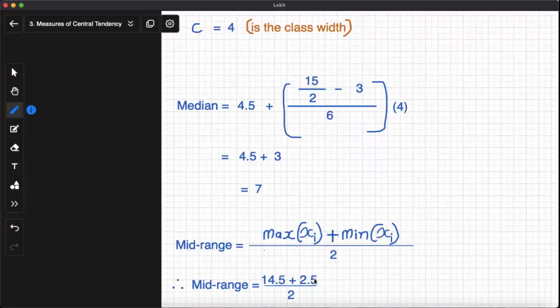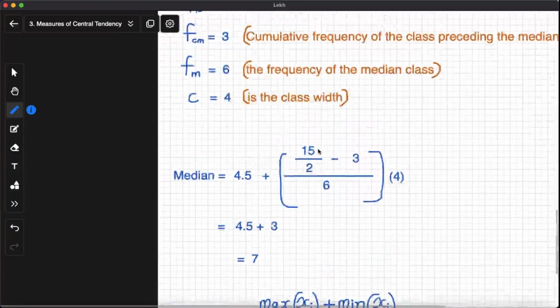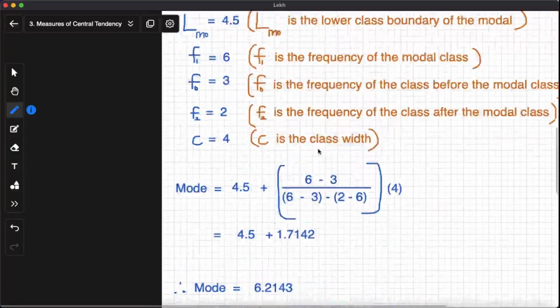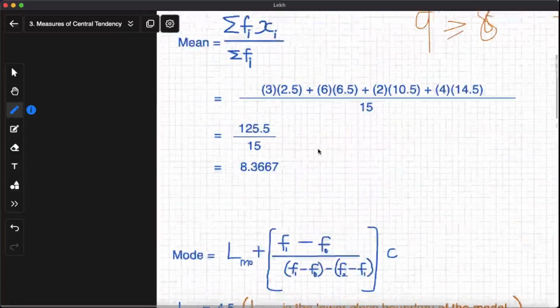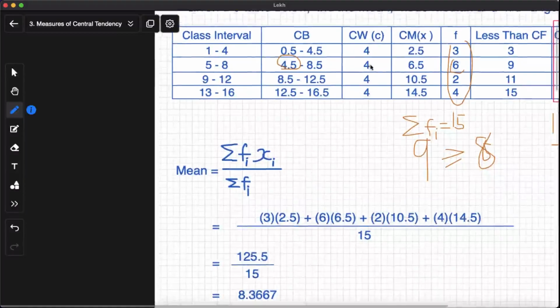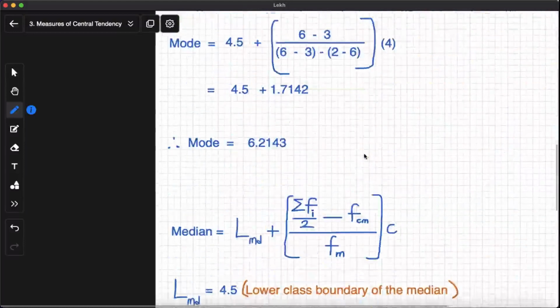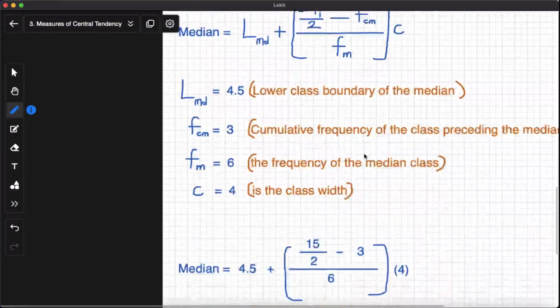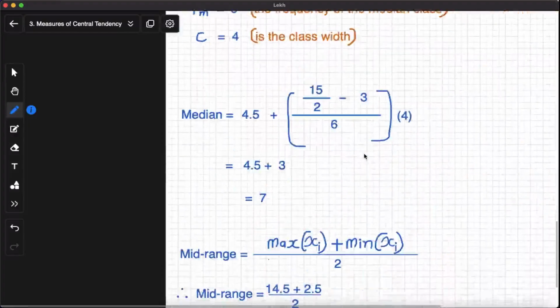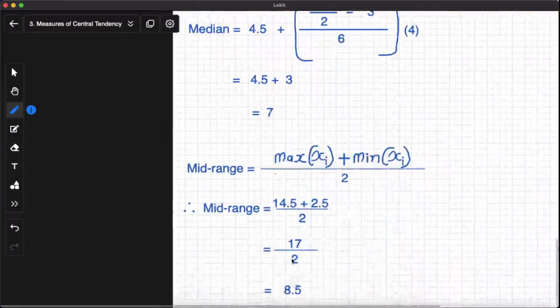The mid-range this time around uses the mid-mark values of your classes. When you want to get the maximum, the maximum mid-mark is 14.5, and the minimum is 2.5. So you add them and divide by 2. 17 divided by 2 gives you 8.5.